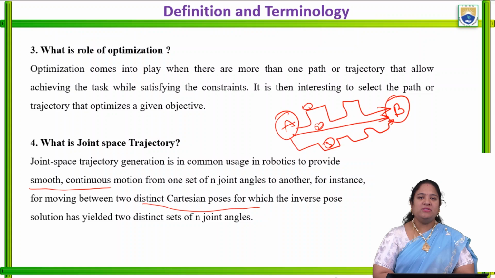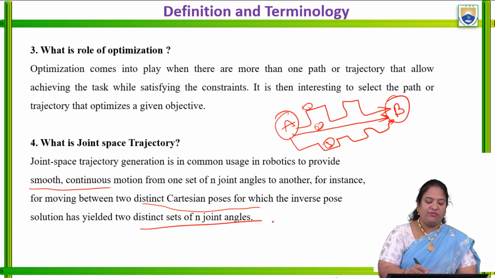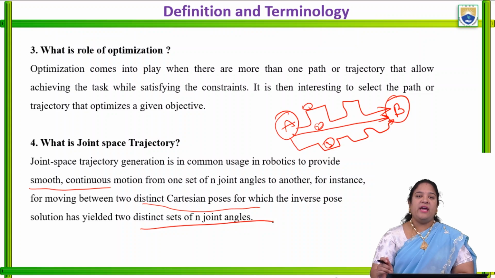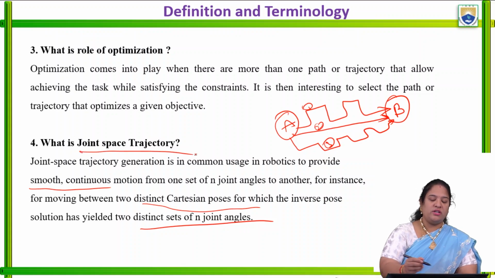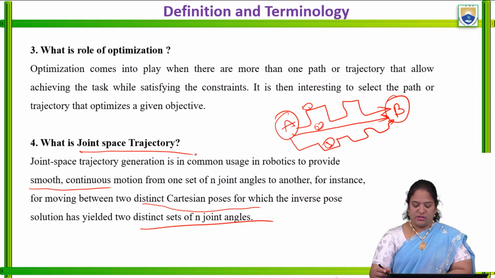That is, a joint space trajectory is in common usage in robots to provide smooth, continuous motion from one set of joint angles to another, for moving between two distinct Cartesian poses for which the inverse pose solution has yielded two distinct sets of joint angles. So when any robot should have a continuous or smooth motion of the joint angles, this joint space trajectory comes into action.